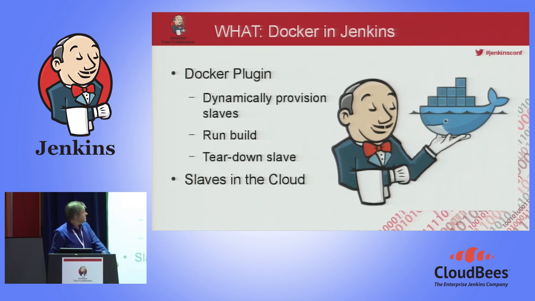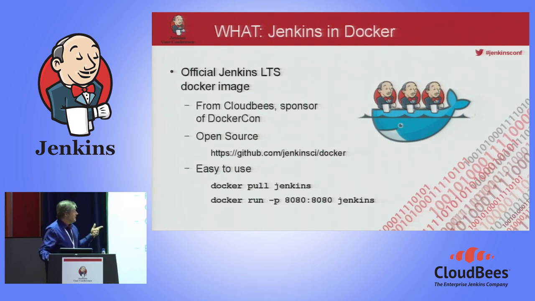The other way is Jenkins in Docker, using Docker to deploy Jenkins. Instead of installing Java, deploying the jar file, writing your init scripts and configuring some things, you just do basically docker pull jenkins. You take the official image from CloudBees, and then you can just run it and you have a Jenkins running that you can configure by click. So I use this technology not only to deploy one master, but to deploy several masters.